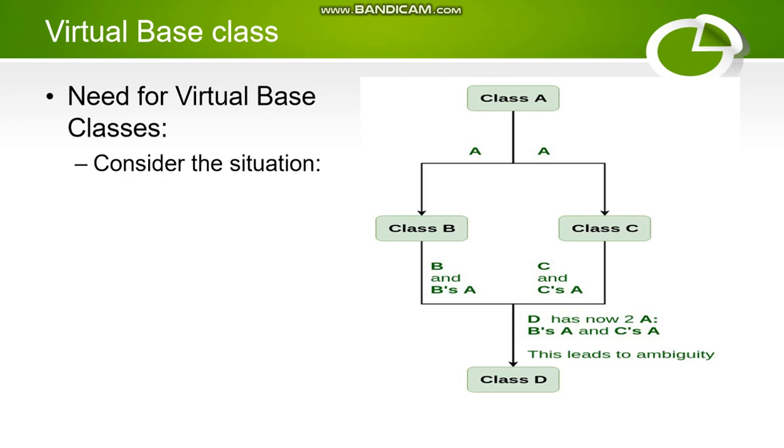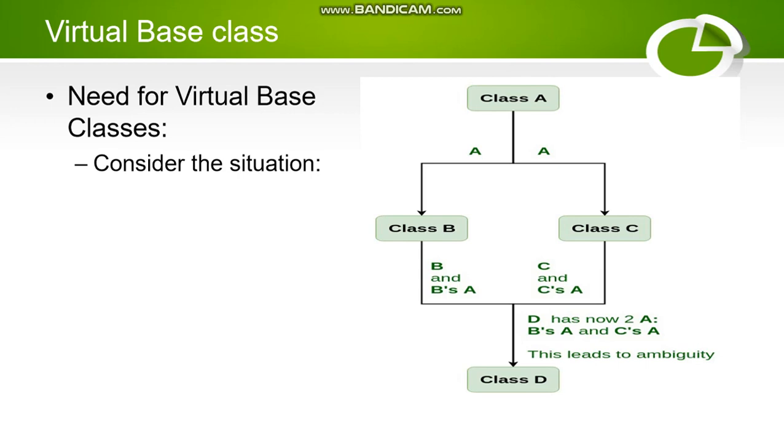So whenever any data member or function of class A is accessed by an object of class D, the compiler gets confused, or ambiguity arises, as to which data or function member should be called. The compiler is confused about which function or which data should be used, the one inherited through B or the one inherited through C, and due to this the compiler throws an error. So how do we solve this problem?